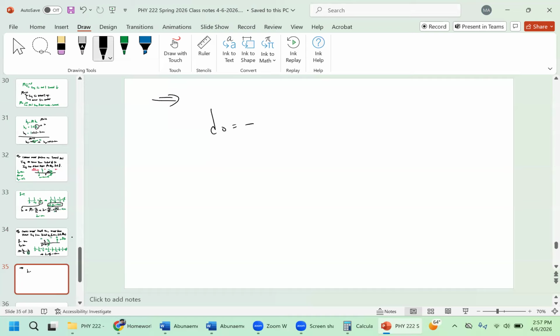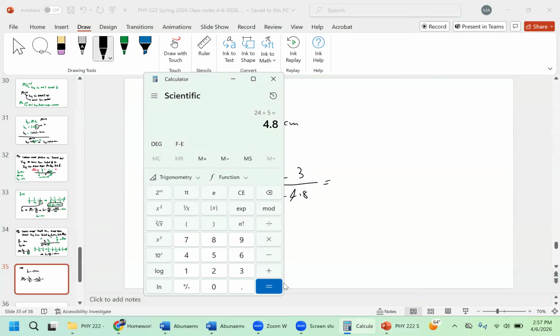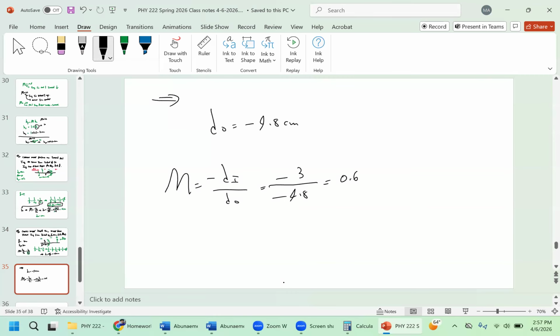When DO equals minus 4.8 centimeters, that means the magnification equation, which is minus DI over DO, is going to equal minus 3 divided by minus 4.8, and we should get 3 divided by 4.8, 0.6, positive magnification. Everybody so far?